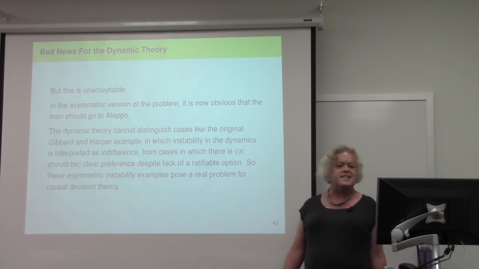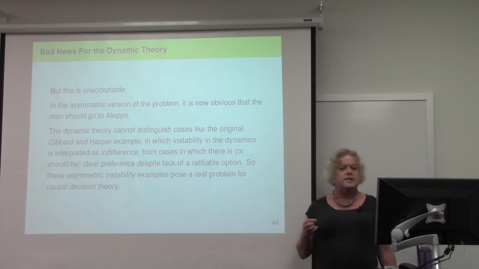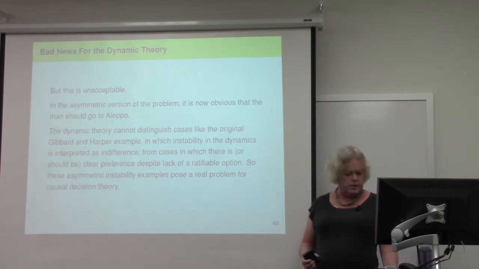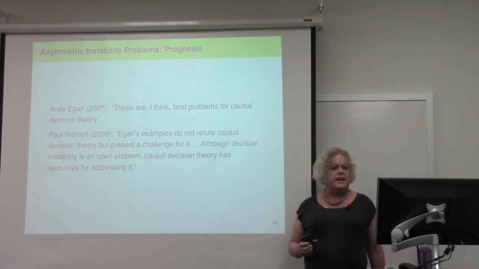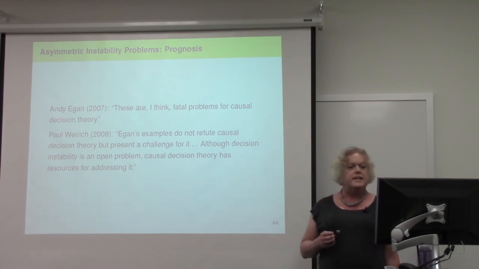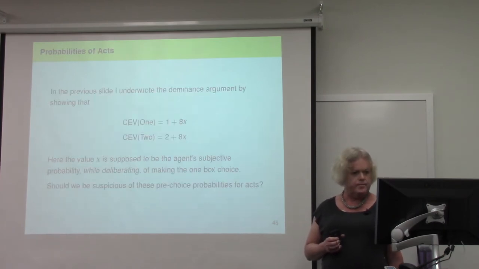The dynamic theory can't distinguish cases like the original one, in which instability in the dynamics gets interpreted as indifference, from cases in which there is or should be clear preference despite lack of a ratifiable option. So these asymmetric instability examples do pose a real problem for causal decision theory. Andy Egan said, these are, I think, fatal problems for the causal theory. Weirich responded, Egan's examples do not refute the theory but present a challenge to it. Although decision instability is an open problem, causal decision theory has resources for addressing it.